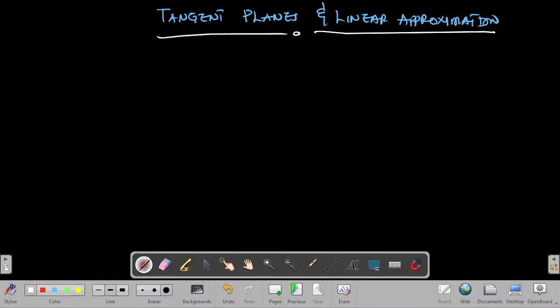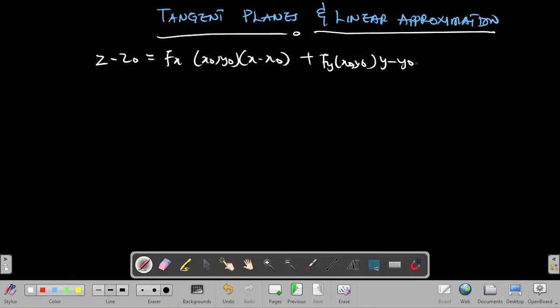Now, let me write some of the formulas that you need to know here before we start. To find the equation of a tangent plane in differentials, we say that z minus z naught is equal to fx, the partial derivative with respect to x at (x naught, y naught), multiplying x minus x naught. Please, this is not any penalty formula. Plus fy at (x naught, y naught) multiplying y minus y naught. As simple as that.